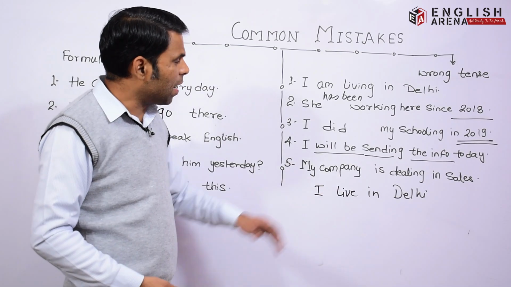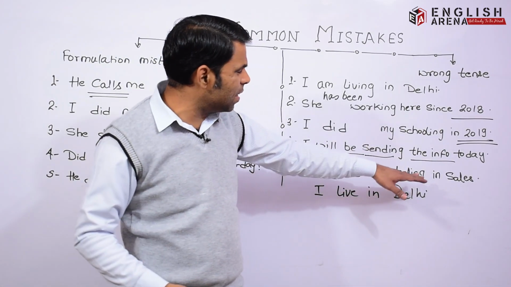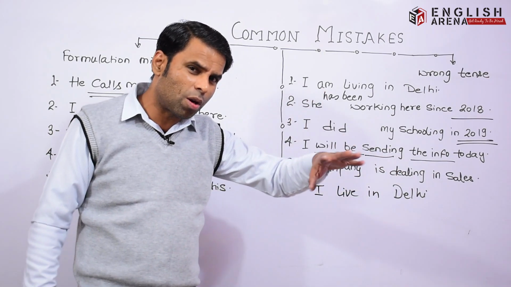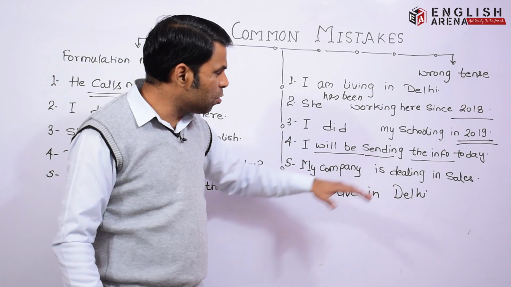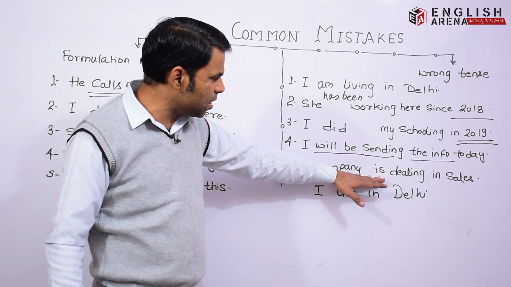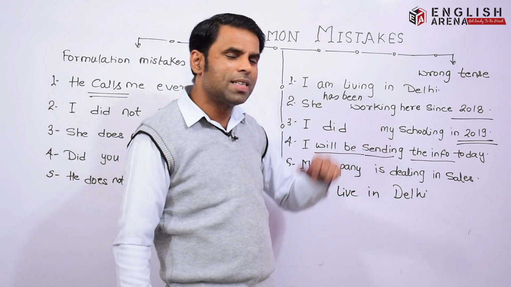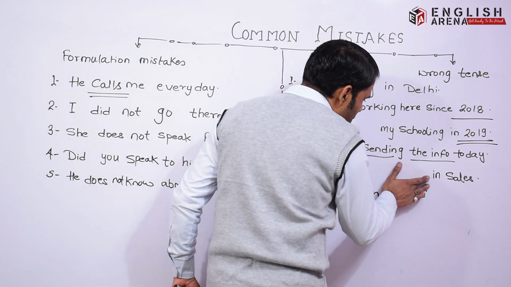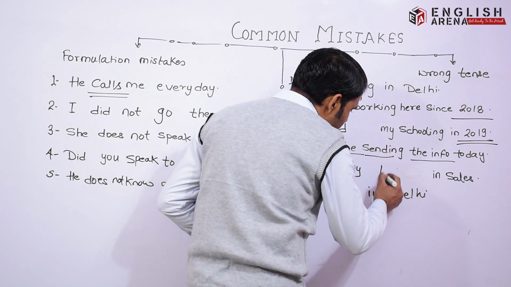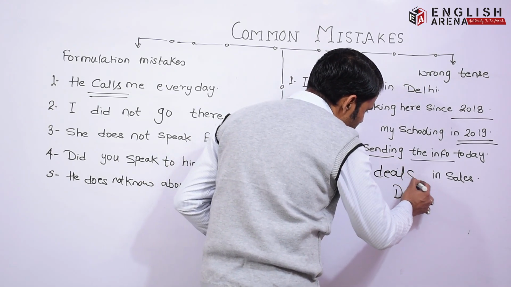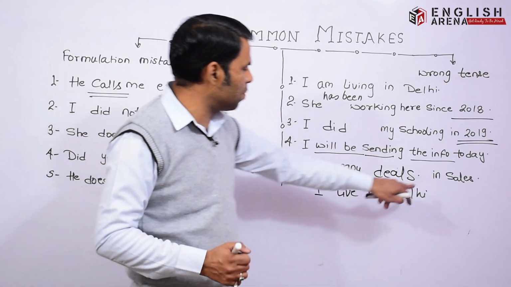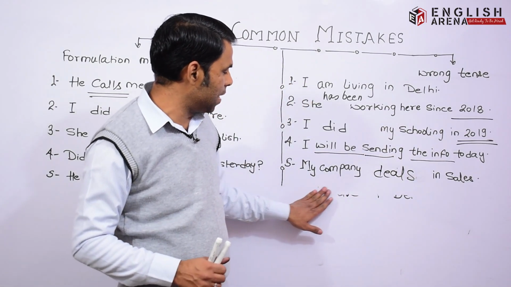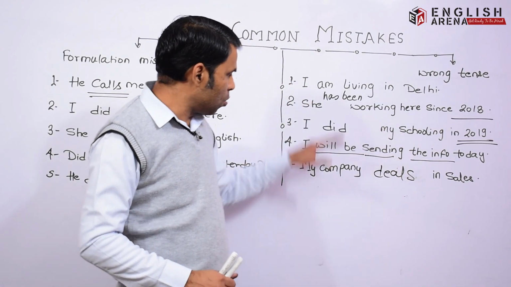Okay, incorrect. My company is dealing in sales. This is the job. You only talk about your job, your work. What do you do? There you use present simple. You don't use present continuous tense. Why do you say my company is dealing in sales? Simply say my company deals in sales. That is correct. Okay, this is the correct sentence. My company deals in sales. It's not my company is dealing in sales. That's incorrect, guys.